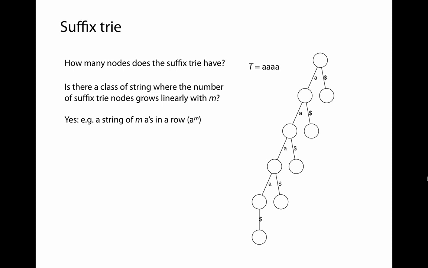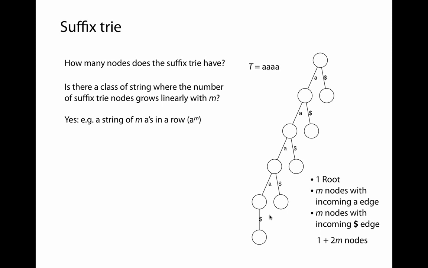If you look at the structure of that suffix trie, it's not hard to see that we're going to have one root, and then m nodes, 4 nodes in this case, but we'll have m nodes with an incoming a edge. And then we'll have m plus 1 nodes, that should say m plus 1, with an incoming $ edge. So that's for a total of 2m plus 2 nodes, not 2m plus 1. So that's a class of strings where the number of nodes in the suffix trie does grow linearly with the length of the string, although obviously this is a very simple class of strings.